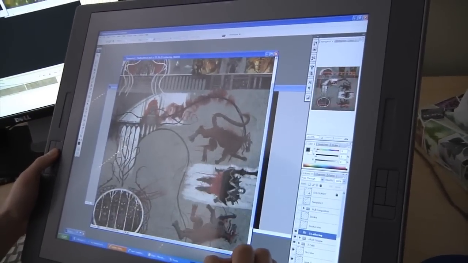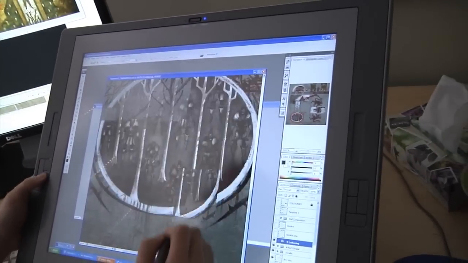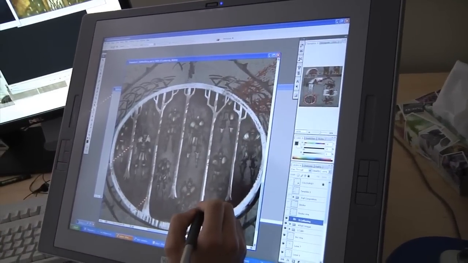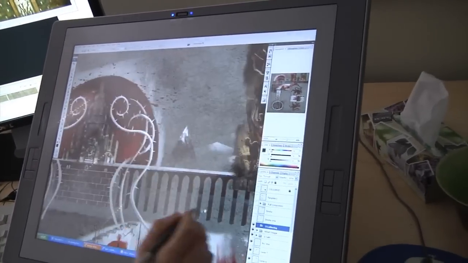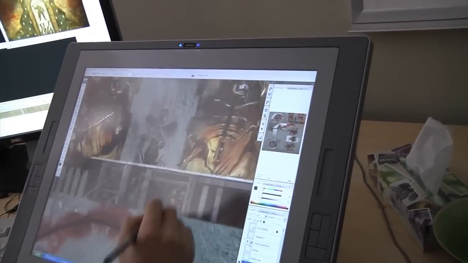So that's the full thing. Get a sense of the scale. So that's about the size of the screen, where it actually animates. Moves across like that.